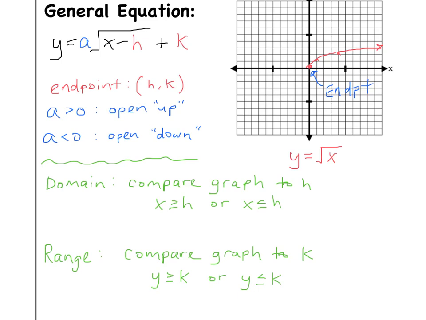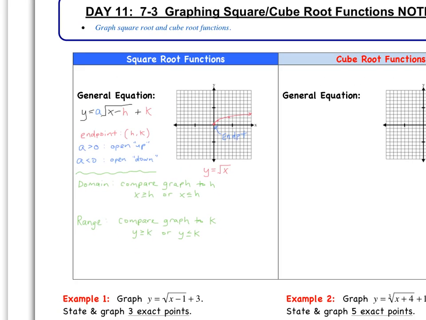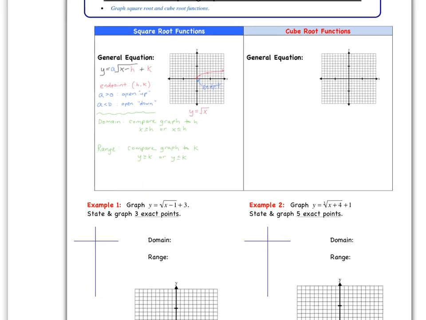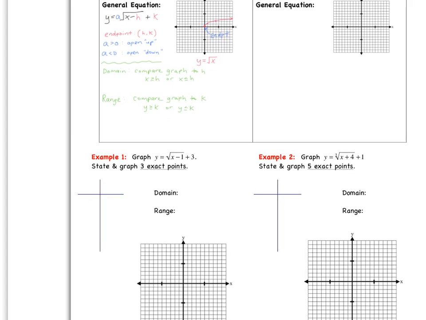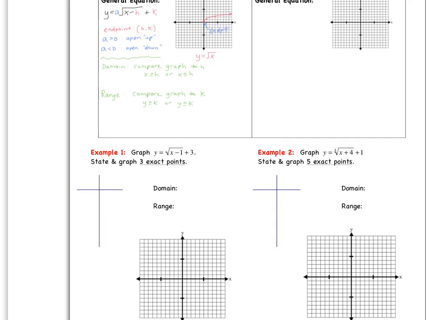Okay, so what I want to do before we talk about cube root functions is let's go ahead to our first example down below. So let's zoom down a little bit, okay, when we're graphing these square root functions. All right, so in example 1 here, we want to graph y equals the square root of x minus 1, plus 3. The first thing we need to do is identify our endpoint.